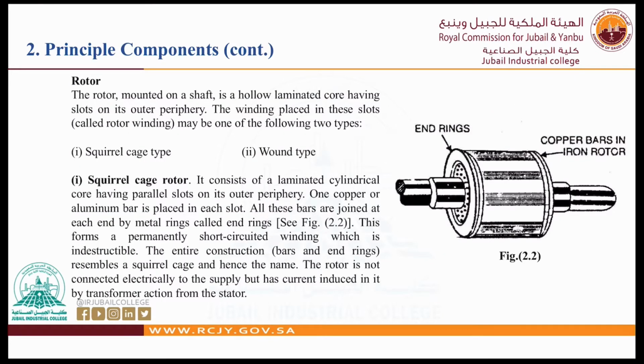Now, this is the rotor of the induction motor. We have two types of rotors. One of them is called squirrel cage type, and the other is wound type. The rotor mounted on the shaft is a hollow laminated core again, having slots on its outer periphery. The winding placed in these slots, called rotor windings, may be one of the following two types.